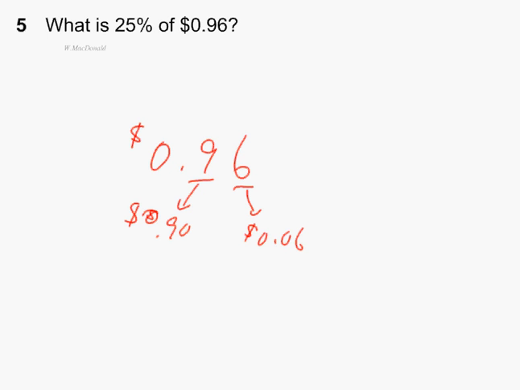Question 5, what is 25% of 96 cents? This is probably one of the hardest ones on the quiz. This is 90 cents. Sorry, 90 cents, this is 6 cents. So 50% of this is 45 cents. That's 50%, and I need to get 25%, which means I need to get half of that, right? So half of 45 cents, oh sorry, is that right? Yeah. Half of 45 cents, what is that?